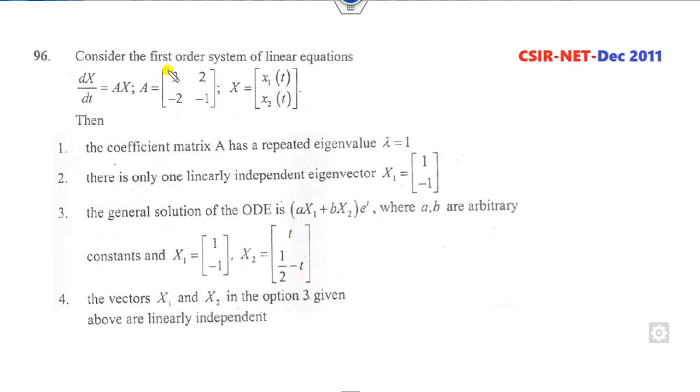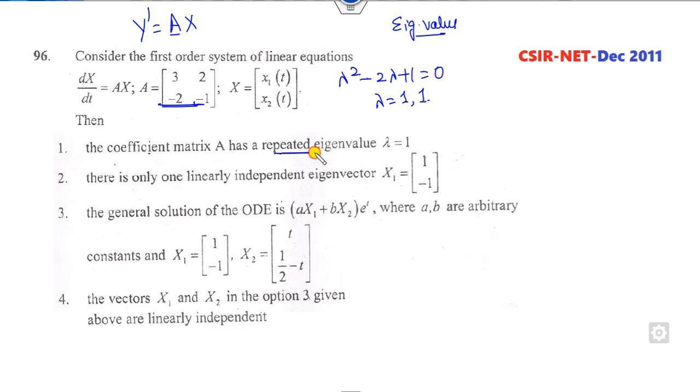Okay, now what is the tip for you? Whenever there is a system of this kind, and here A is a matrix, we always find the eigenvalue. What is the eigenvalue of this? You can see the trace and determinant: minus 3 plus 4 is 1. So what are the eigenvalues? 1 and 1. It clearly says that it has a repeated eigenvalue, satisfied.